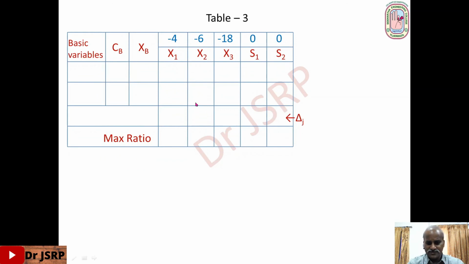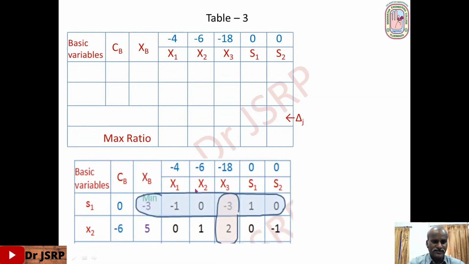In the next solution, s1 is replaced by x3. So take the structure of the table and take table 2 here. First s1 is replaced by x3. x2 as it is. Next, x3 cost minus 18, x2 cost minus 6. So as usual, first divide the pivot row by the pivot element, that is minus 3. So minus 3 by minus 3, 1. Minus 1 by minus 3, 1 by 3. 0 by minus 3, 0. Minus 3 by minus 3, 1. 1 by minus 3, minus 1 by 3. 0 by minus 3, 0.